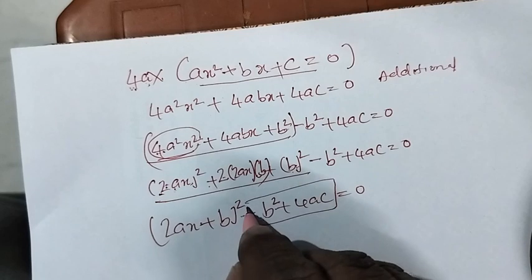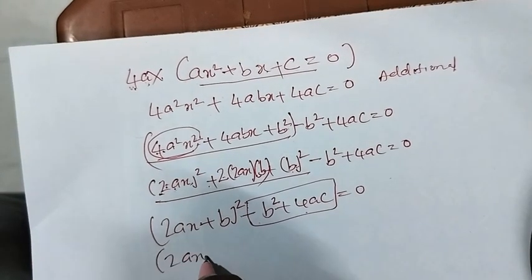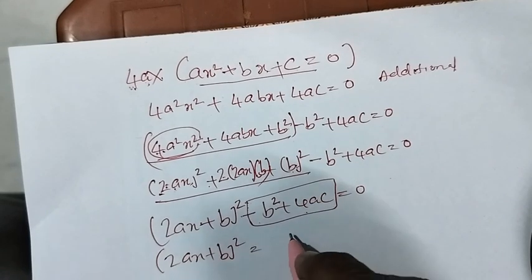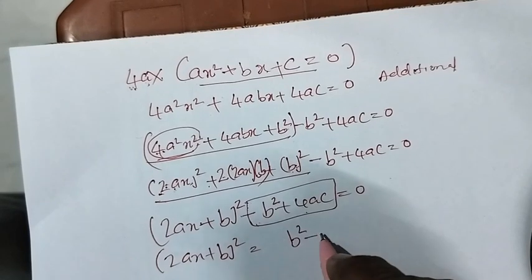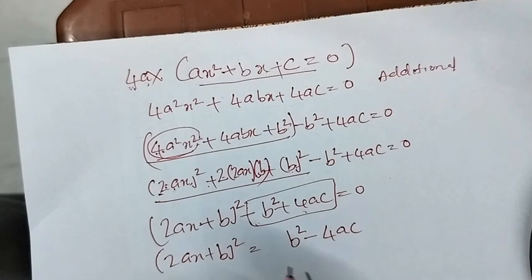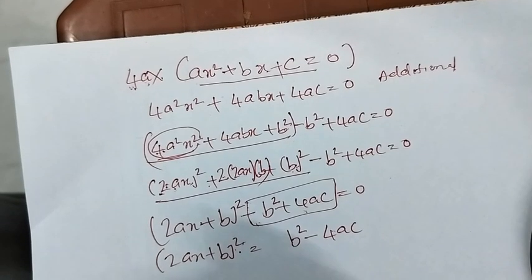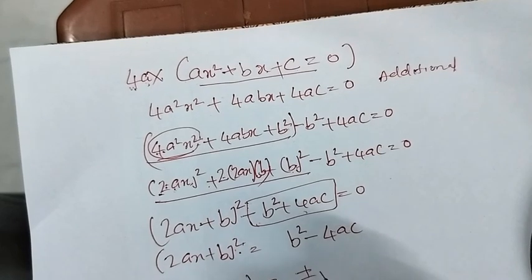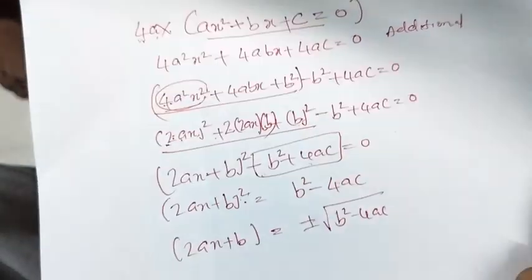Now transfer this entire quantity to the right hand side. 2ax plus b whole square is equal to, going to the right side, minus b square becomes plus b square, and plus 4ac becomes minus 4ac. Okay, on either side it is a perfect square. Now you have to remove this square. It is 2ax plus b is equal to the square root of plus or minus b square minus 4ac.